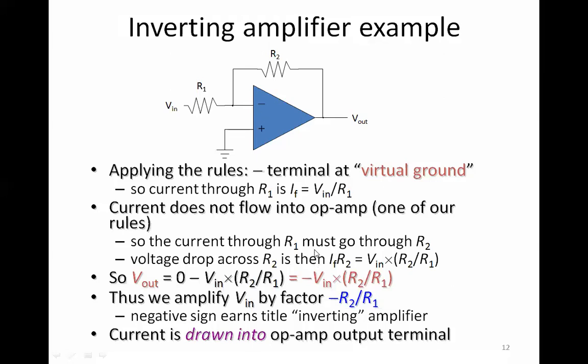Since V in is common, V in is amplified. So how many times is it amplified? It is amplified by minus R2 by R1. How did we get this minus? Because 0 minus V in into R2 by R1.